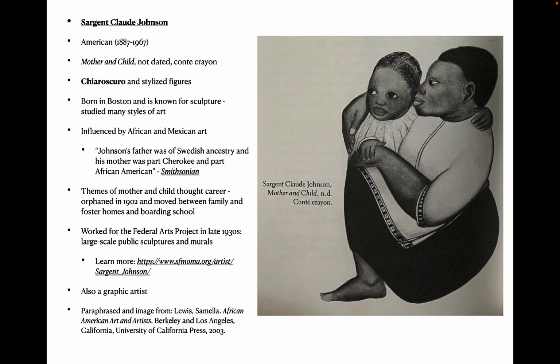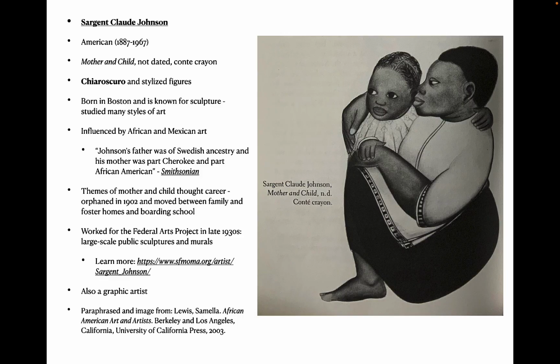It's a very different style. These figures are more what I would call stylized figures. They're not as realistic looking as Leonardo's, but we know that Sargent Claude Johnson was influenced by African and Mexican traditional art. And I can see the influence of an African sculpture or a Mexican sculpture that's maybe a little more flattened and rounded. And then that combined with the chiaroscuro, the volume created with this shading, I think creates a really interesting image.